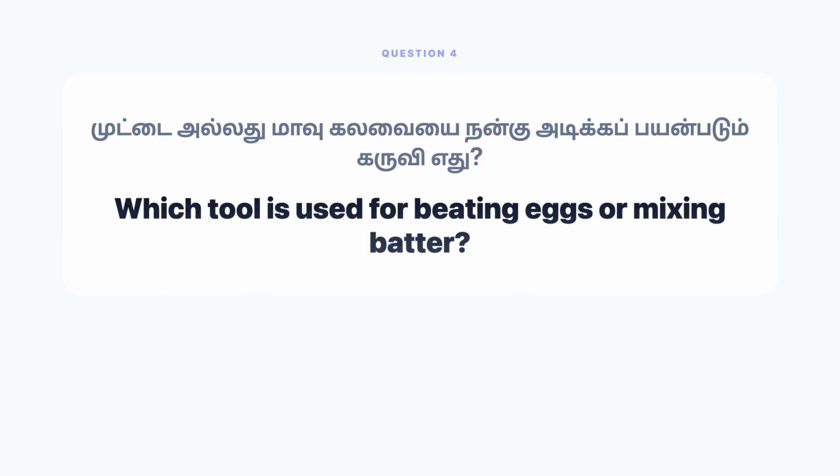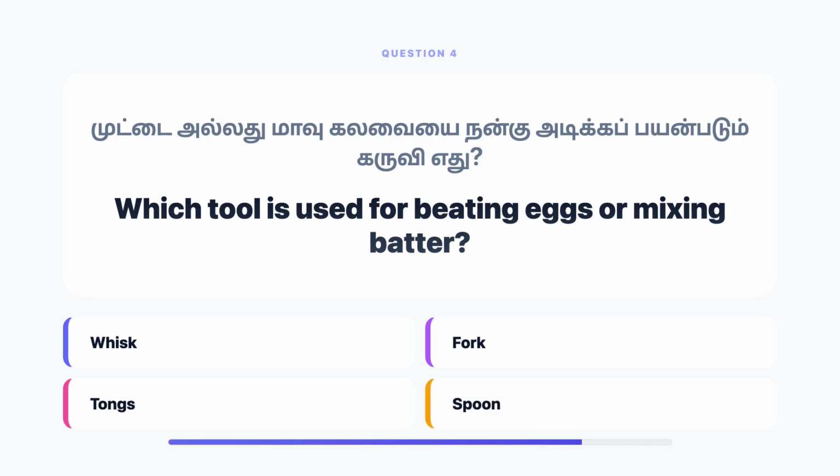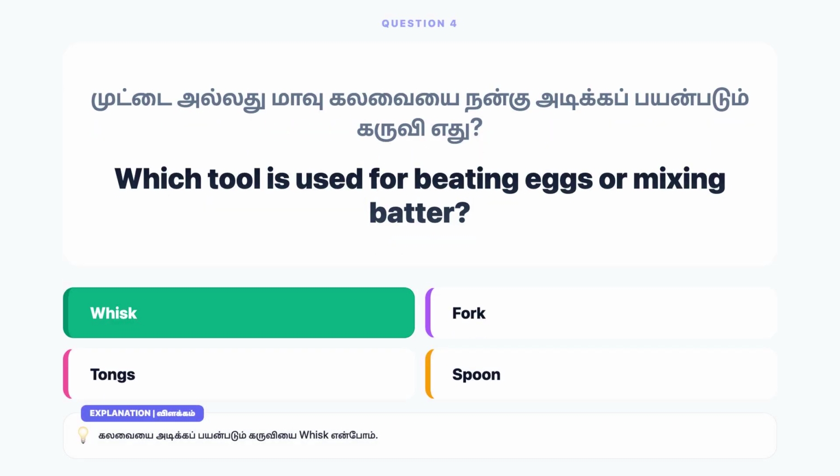Which tool is used for beating eggs or mixing batter? Whisk, fork, tongs, spoon. And the correct answer is whisk. Excellent. You got it right.